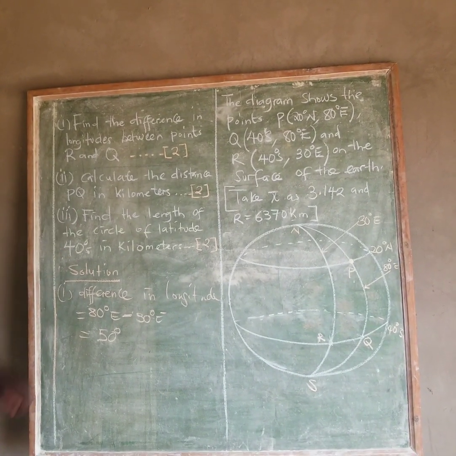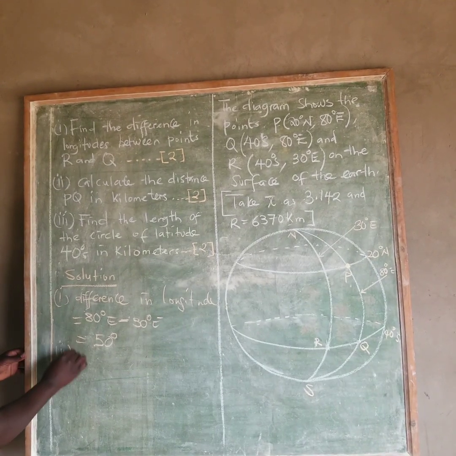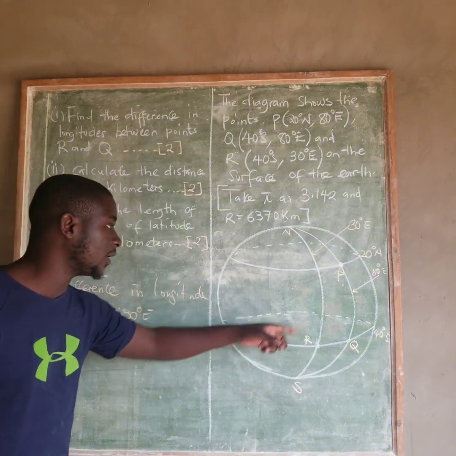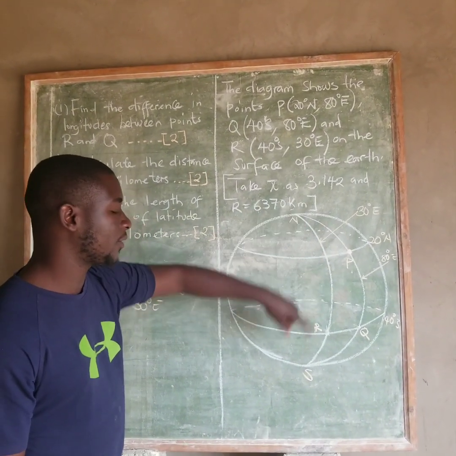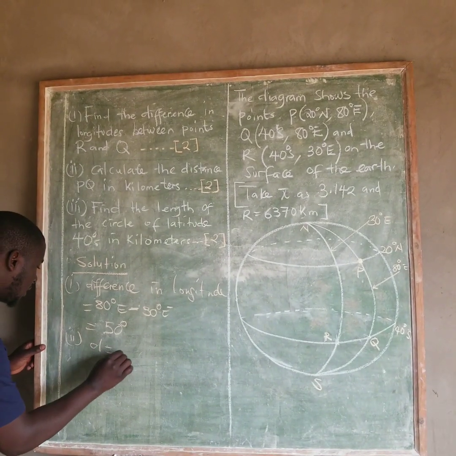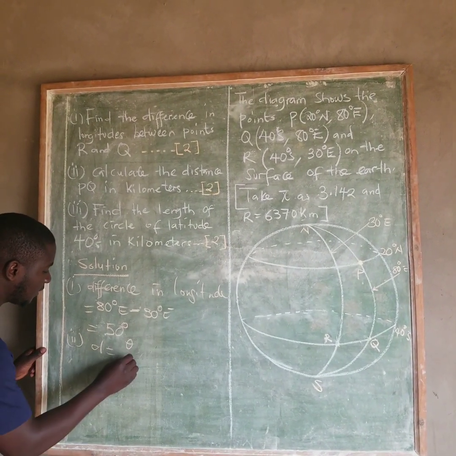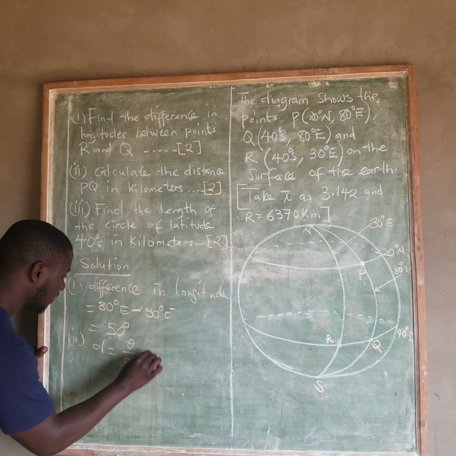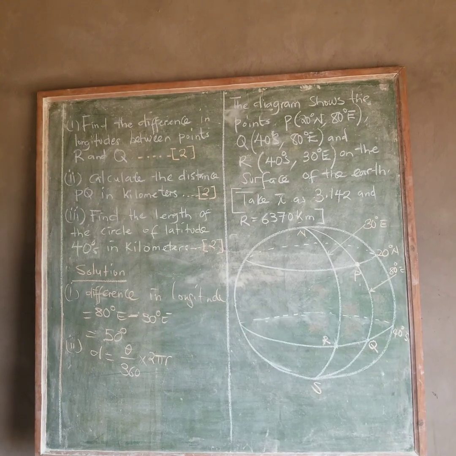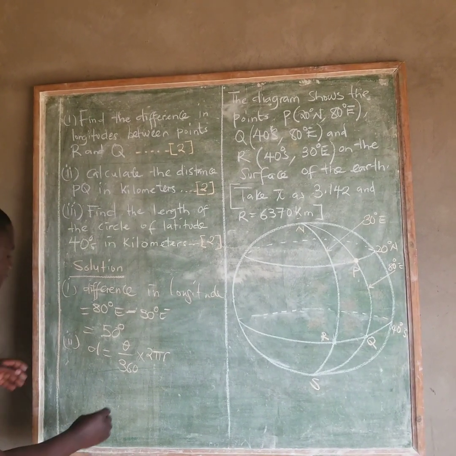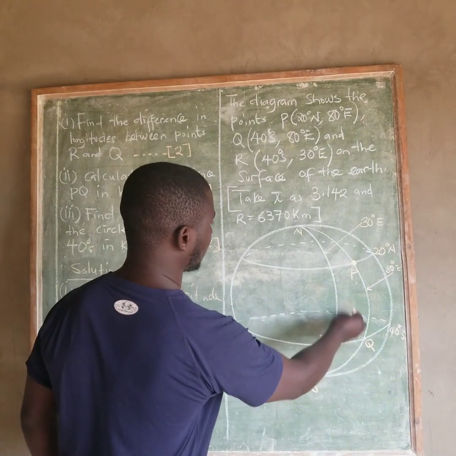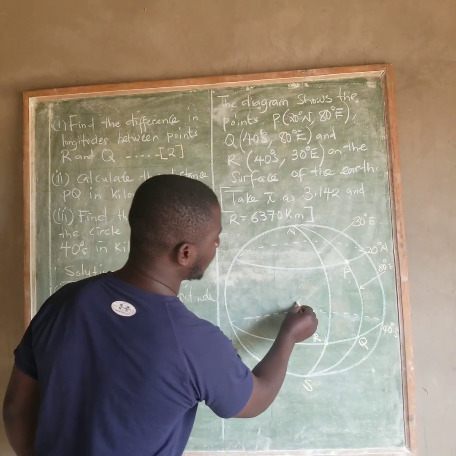Secondly, calculate the distance in kilometers PQ. If you look at PQ here, this is the great circle. We know that the distance on a great circle is given by pi over 360 degrees times 2 r. We know the radius, we've been given the radius of the earth. So what is the angle here? We're considering this angle here.